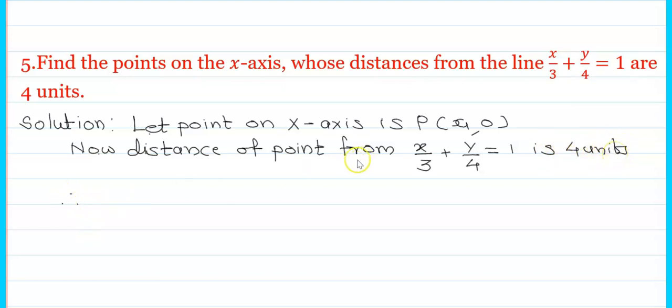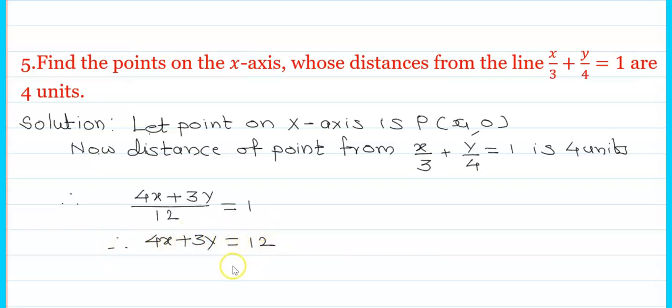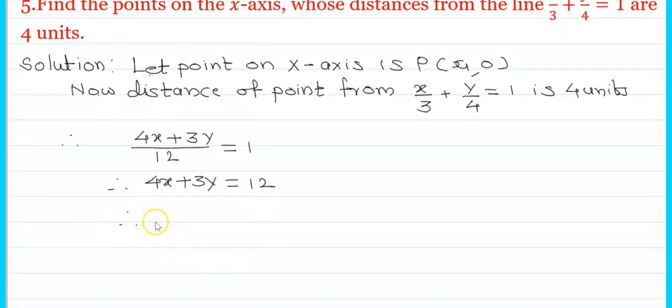Therefore, if we simplify this equation, then after the cross multiplication, you will get 4x plus 3y, 4 into 3, that is 12, is equals to 1, and therefore 4x plus 3y is equals to 1 into 12, that is you will get here 12. Next, 4x plus 3y minus 12 is equals to 0.